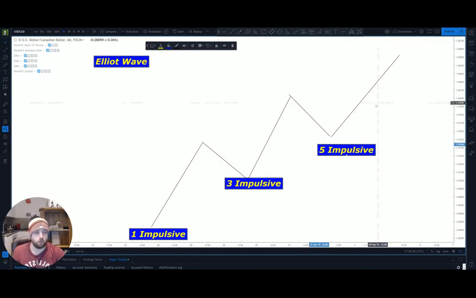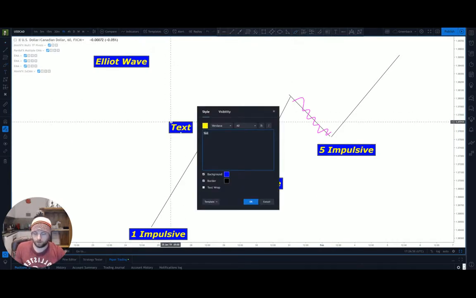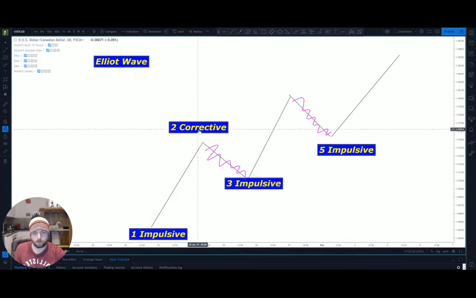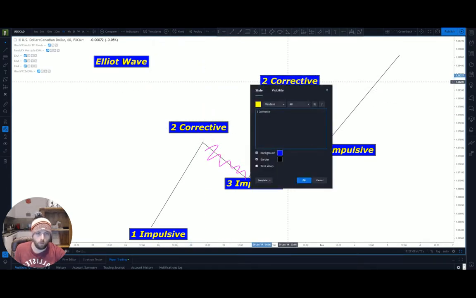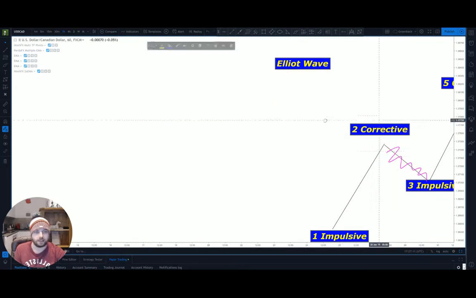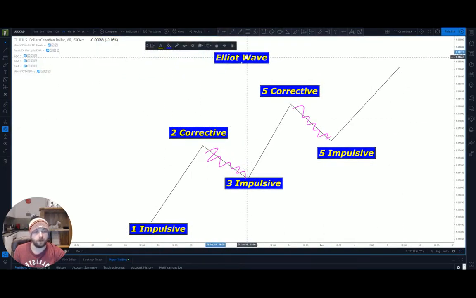The odd numbers are always the impulsive phase. The even numbers are always the corrective phase. So this is your consolidation, that's your consolidation, that's your consolidation. These are your retracements. So 2 and 4 are your corrective waves. Nice and easy. You don't need to go massively more advanced, really.